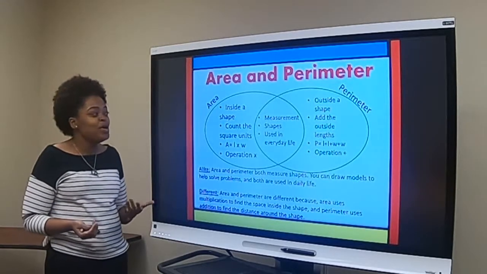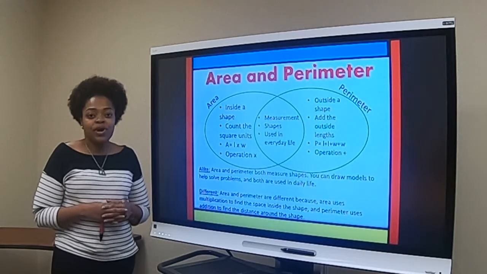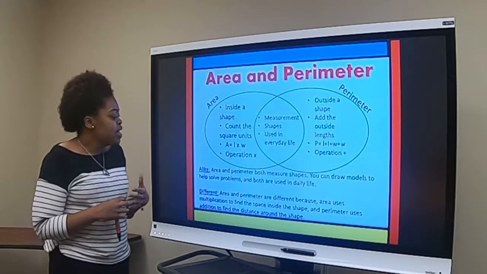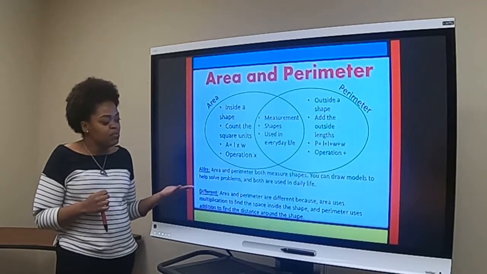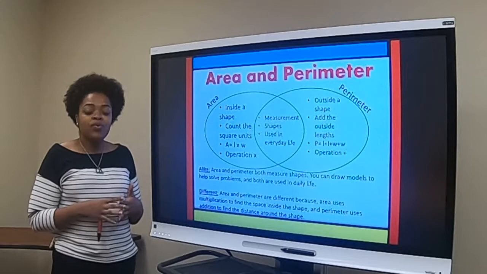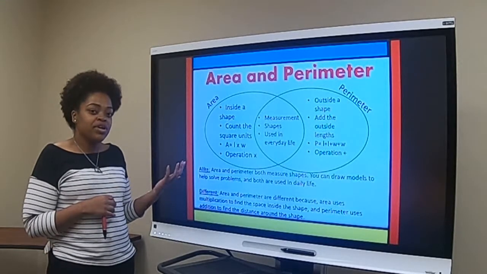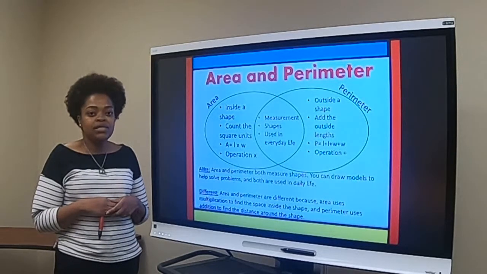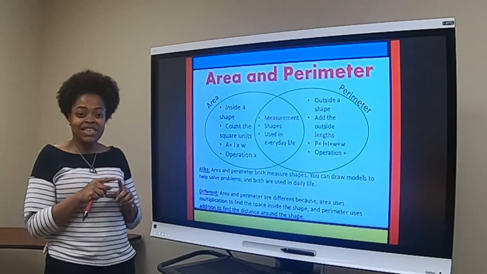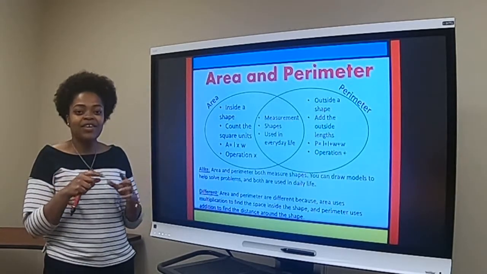Right, they are different because area is measured in square units, and we have to use multiplication to find area. And for perimeter, we use the operation of addition. Area measures the space of a shape on the inside, while perimeter measures the outside.